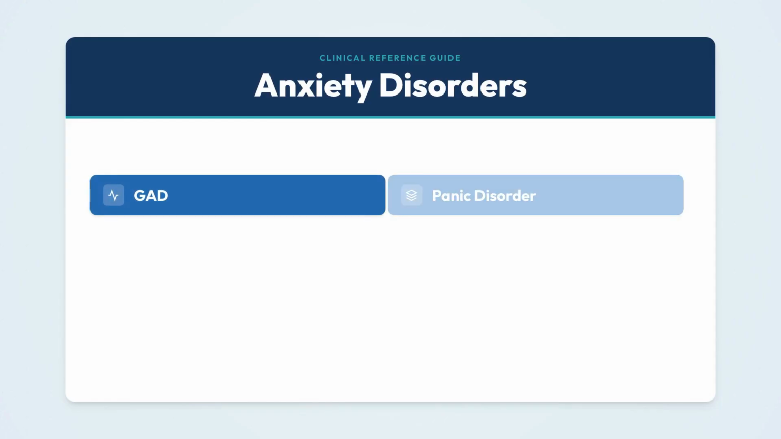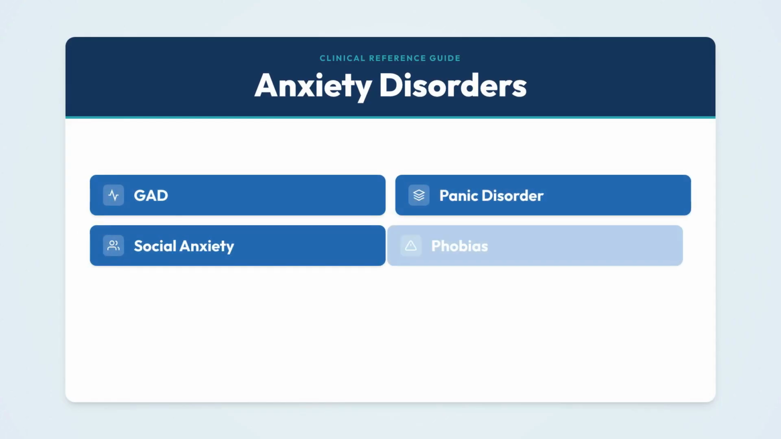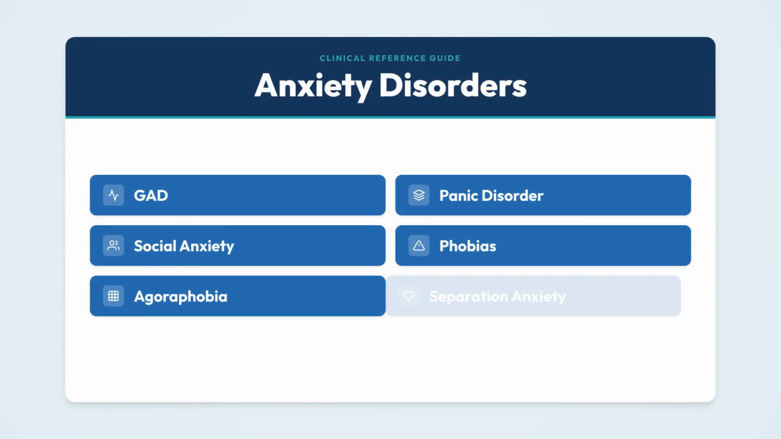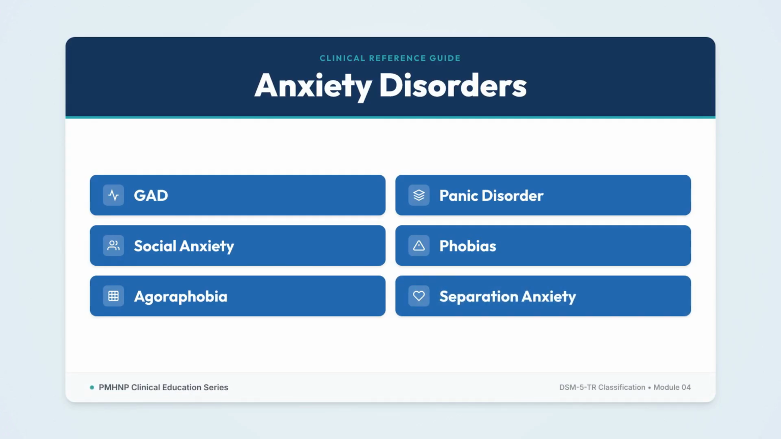There are several anxiety-related conditions PMHNP students and providers should understand. Generalized anxiety disorder, or GAD, involves excessive anxiety and worry about several areas of life, such as health, finances, school, work, family, or everyday responsibilities.